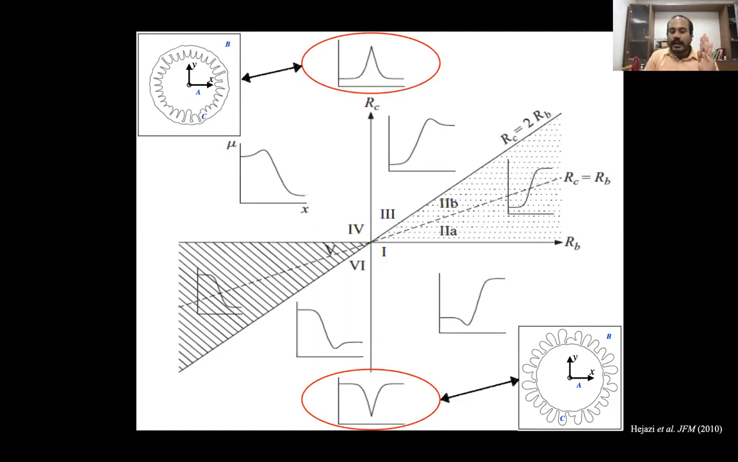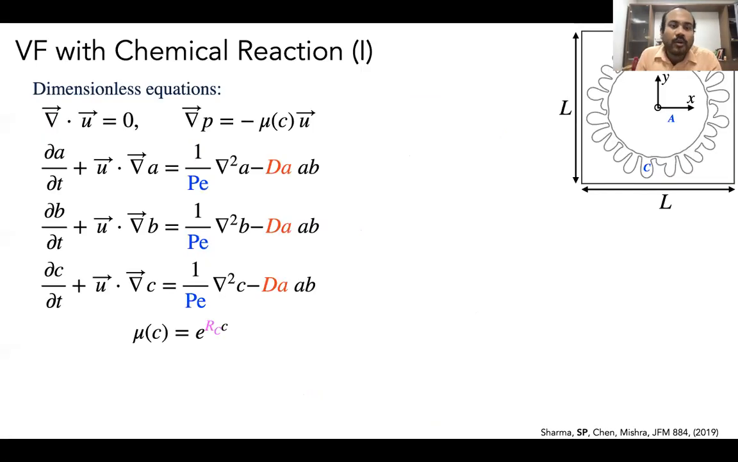Because reactant A and reactant B have the same viscosity, RB has to be 0, because RB represents the mobility of reactant B relative to reactant A. So we are lying on the RB equals 0 line, the vertical line, and on that line we can have either a more viscous product or a less viscous product, which are encircled and represent the corresponding pattern formations. So how does it happen?